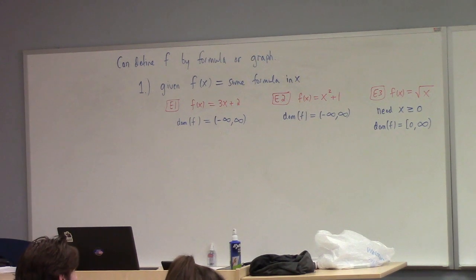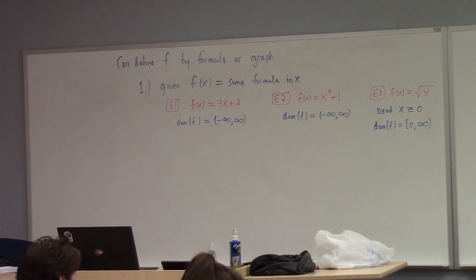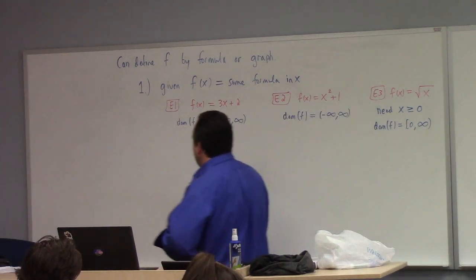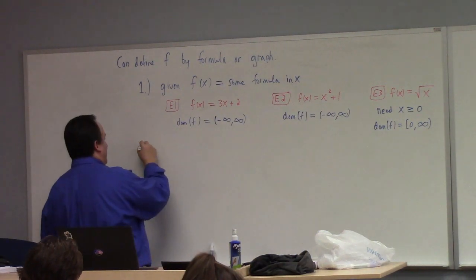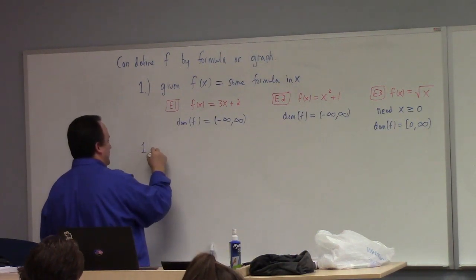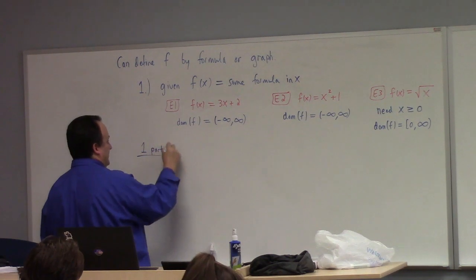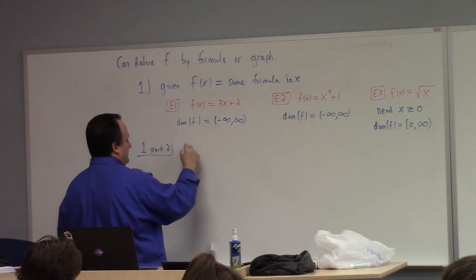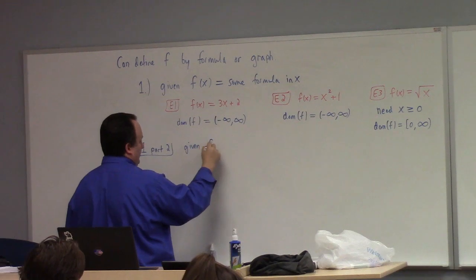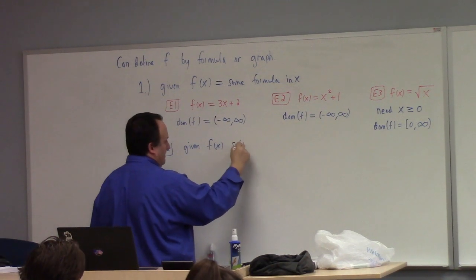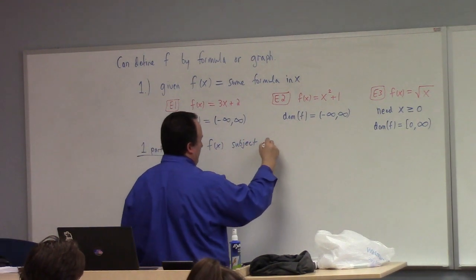All right. Now there's another way that this can happen. Sometimes you're given a formula with strings attached, right? You could be given a formula and then you're just told what the domain is. You know, that's another possibility. So this is kind of, let's say, part 2. You can be given f of x subject to some condition.